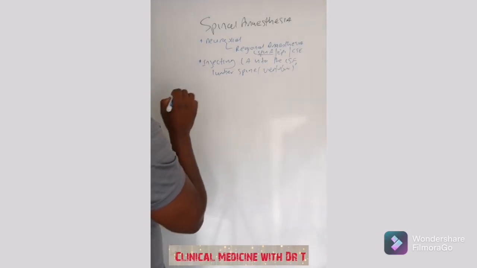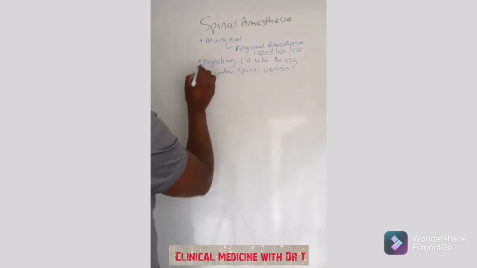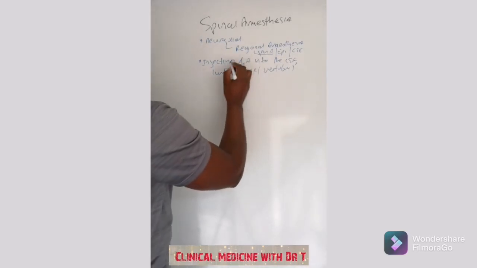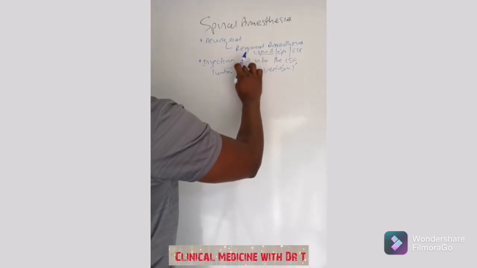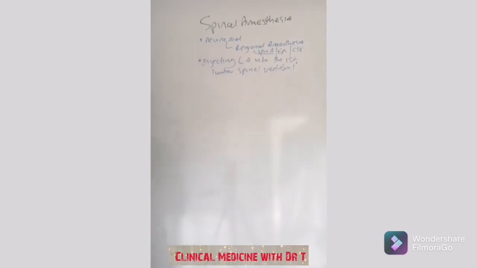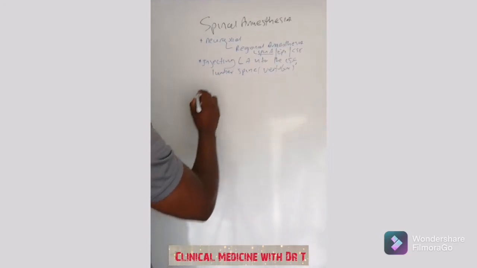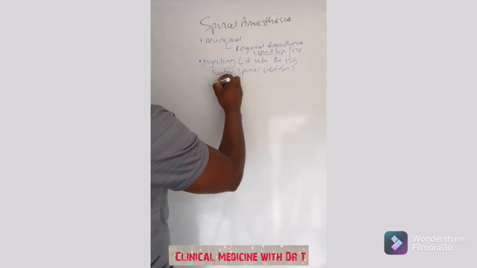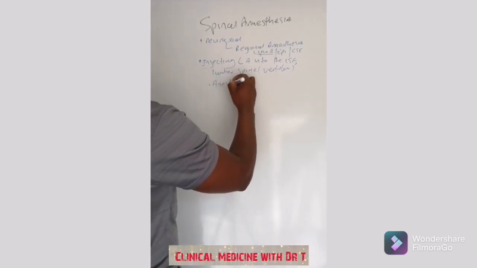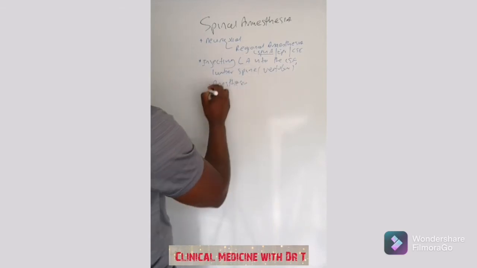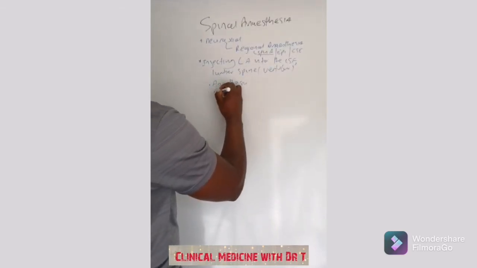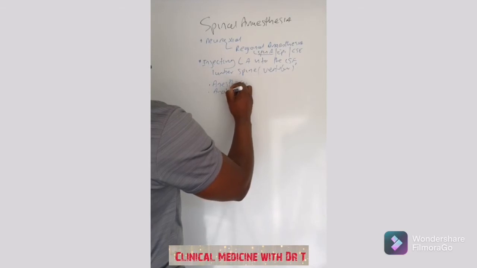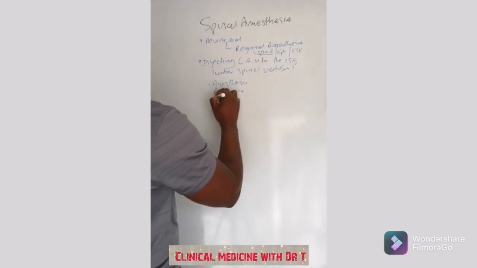So why would you want to inject a local anesthetic into the CSF of the patient at the lumbar vertebral column level? That's the level that is used, the lumbar. You do that for the purpose of anesthesia, or for the purpose of analgesia, or both.